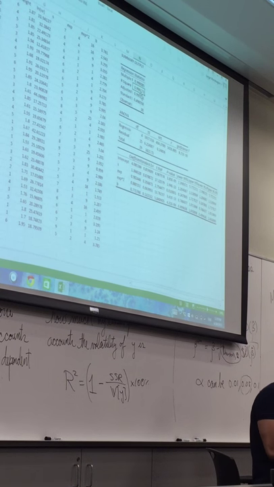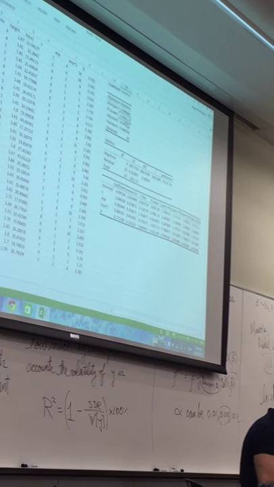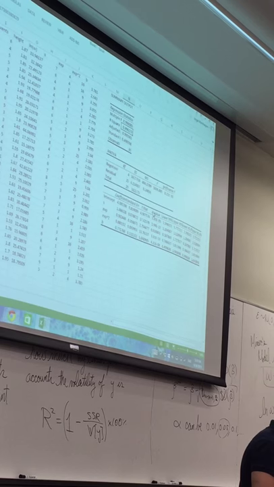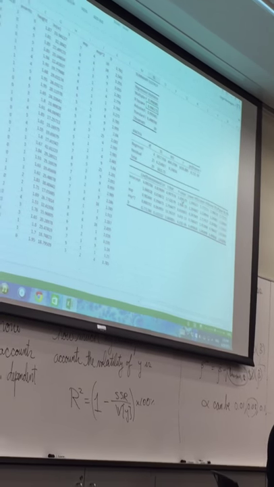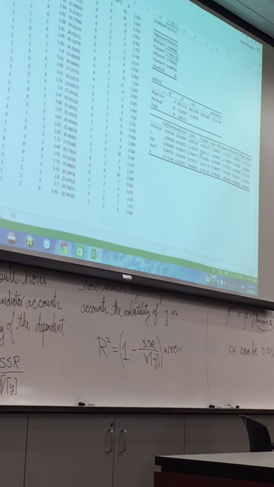You want this to be as big as possible, you want it to be almost 1, almost 100%. See also the p-value of my regression. The intercept's p-value is almost 0. The p-value is almost 0.